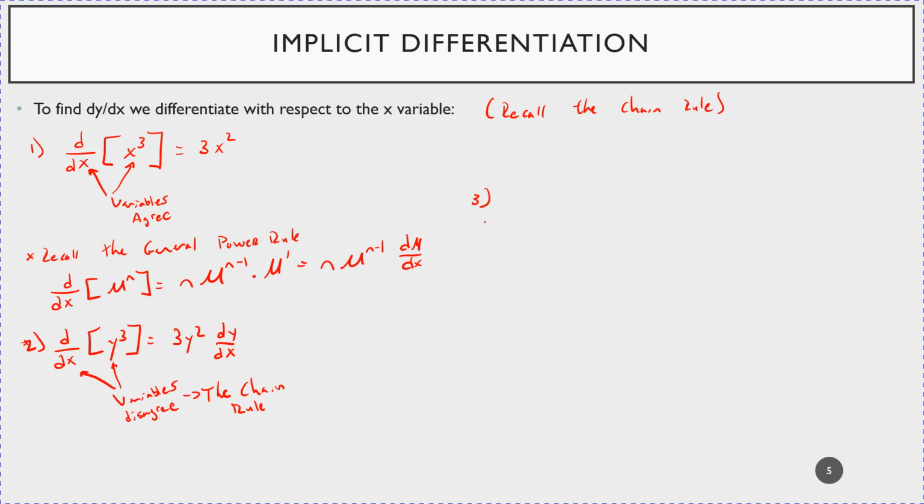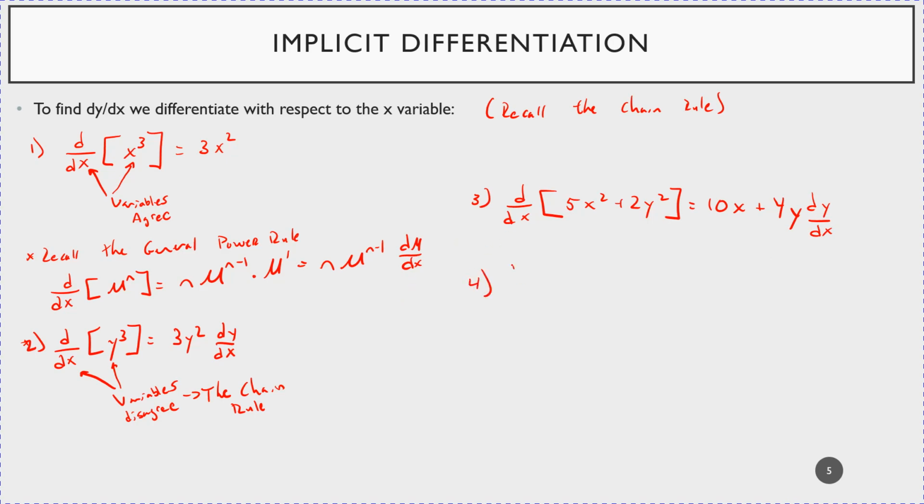Let's take a look at this one. Let's differentiate with respect to x: 5x squared plus 2y squared. You're going to differentiate the 5x squared first. The 2 comes down, and that becomes 10x, plus. Now I'm differentiating y, so the variables disagree. So 2 times 2 becomes 4. This becomes not y squared, but y. And then whenever you differentiate the y variable, you're going to tack on a dy/dx.